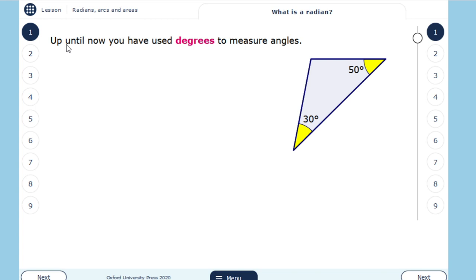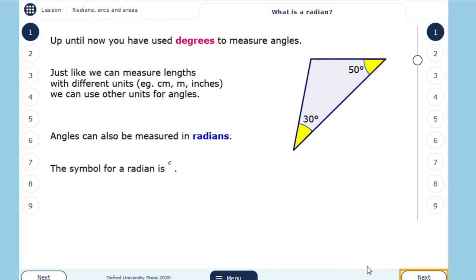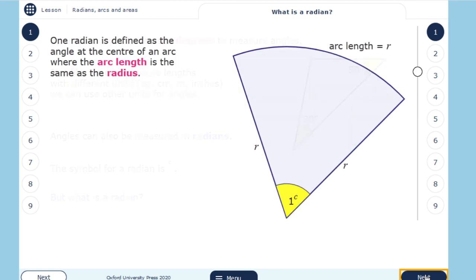Up until now, you have used degrees to measure angles. Just like we can measure lengths with different units, we can also use other units for angles. So angles can also be measured in radians. The symbol for the radian is a small letter r above the number. Basically, we want to see what a radian is.